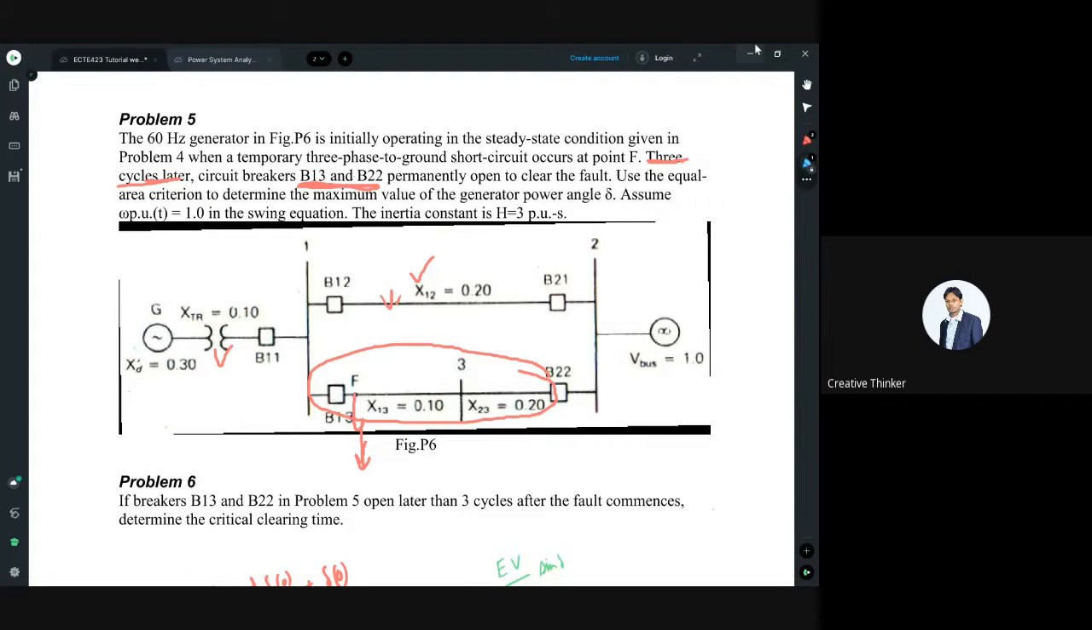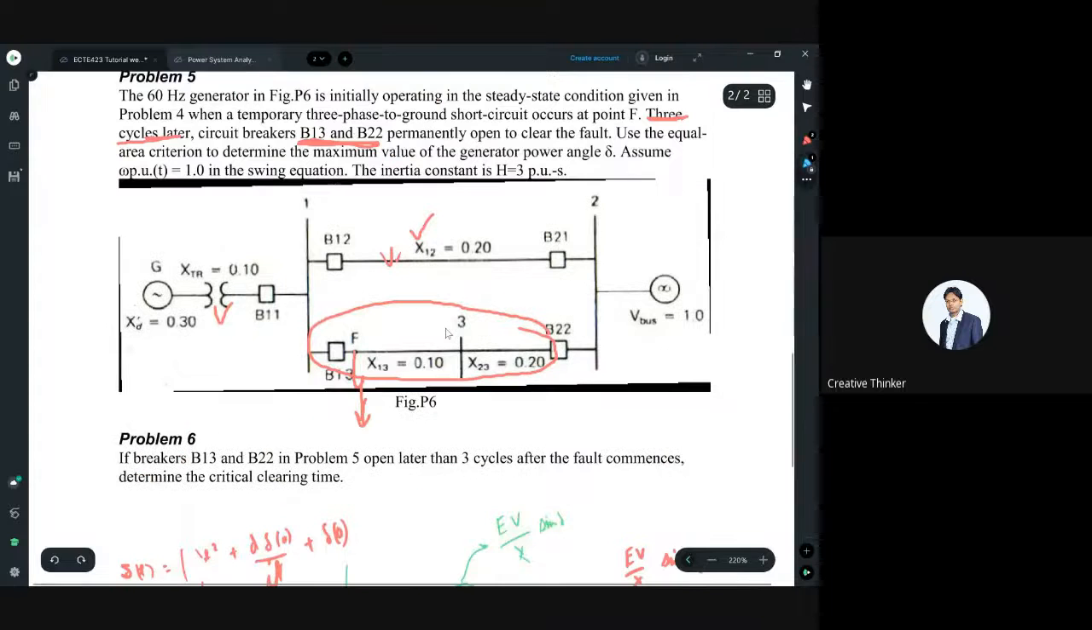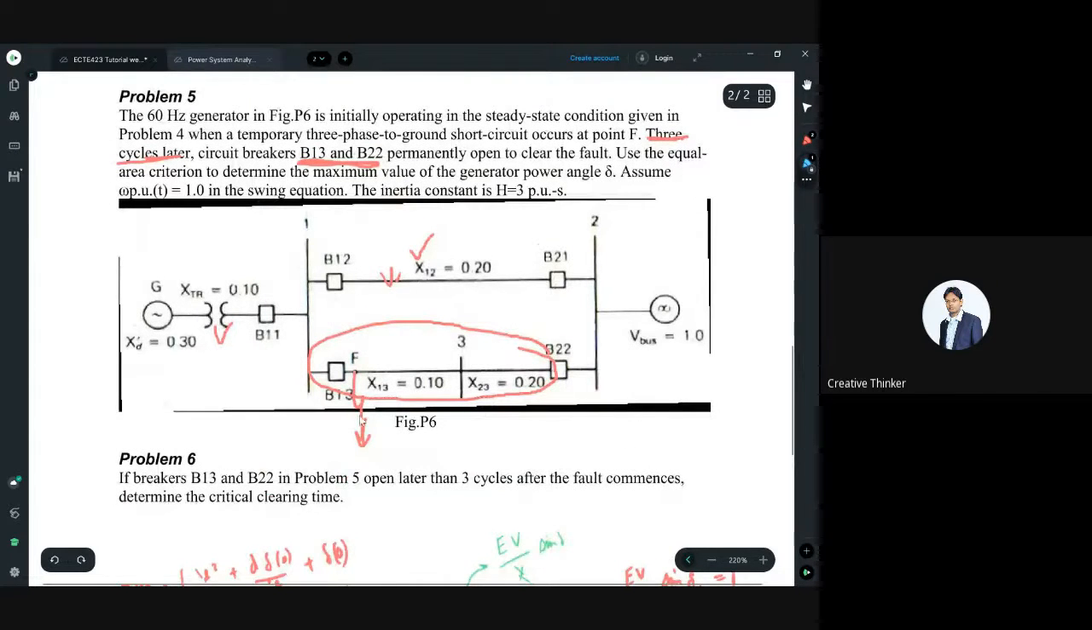So this is the power transfer equation from the generator to the infinite bus. This was for the pre-fault condition, before fault. Now when the fault occurred, you have to see the three conditions: pre-fault condition, during fault condition, and post-fault condition.